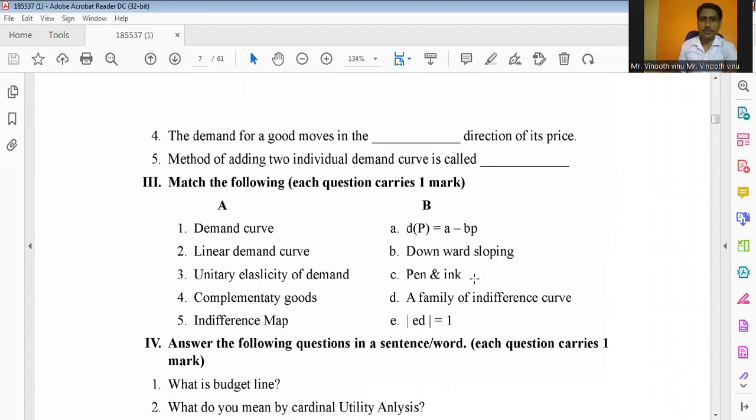Okay, the demand curve moves in the dash direction of its price. Opposite direction, write opposite. Because price increases, the quantity demanded decreases. Therefore, opposite relationship. The method of adding two individual demand curves.